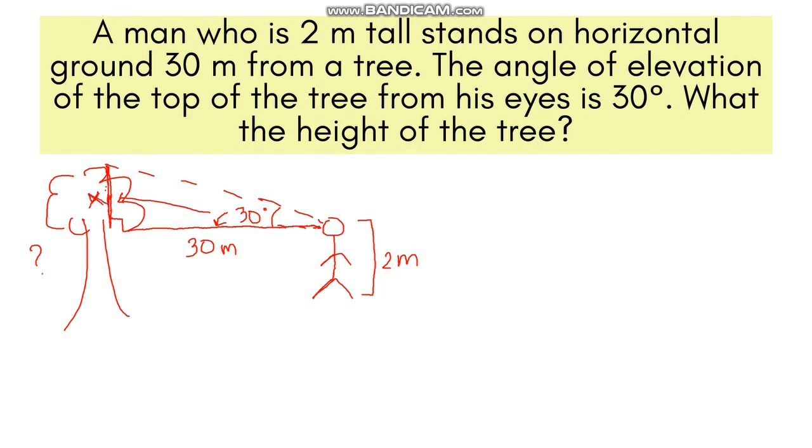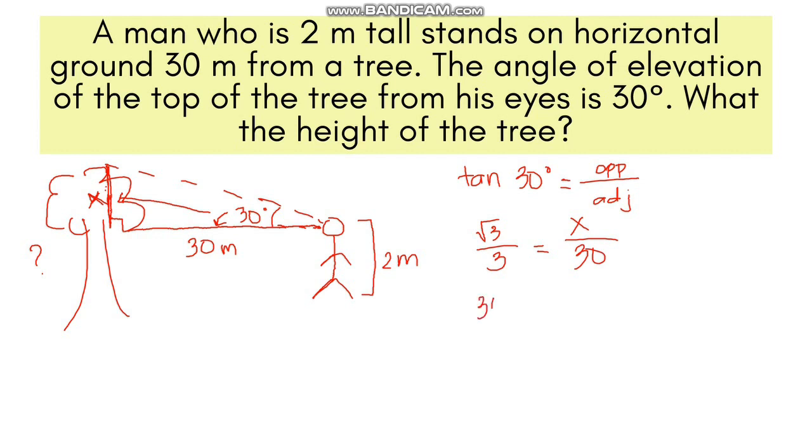Okay, since we have the opposite side, we have the adjacent side. Let's again use tangent of 30 degrees. So we know again this is equal to opposite over adjacent. So let's substitute the values. Tangent of 30 is square root of 3 over 3 equal to opposite side, so that is x, over the adjacent, which is 30. So let's solve this.